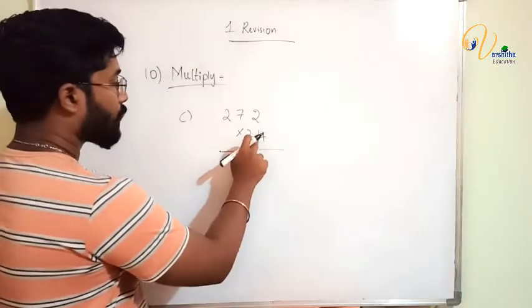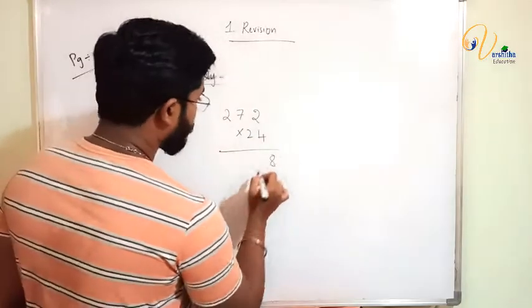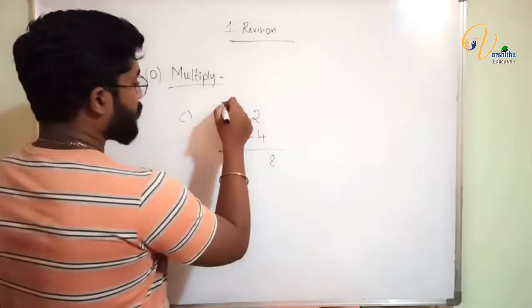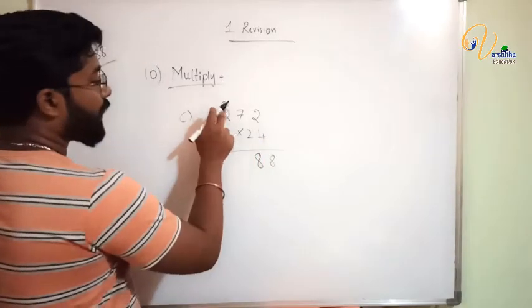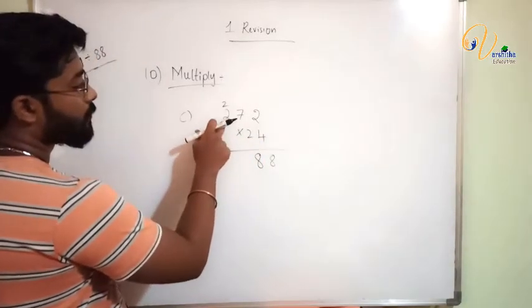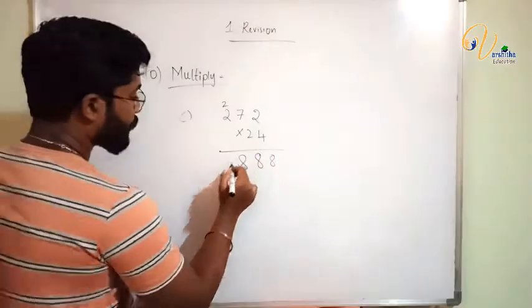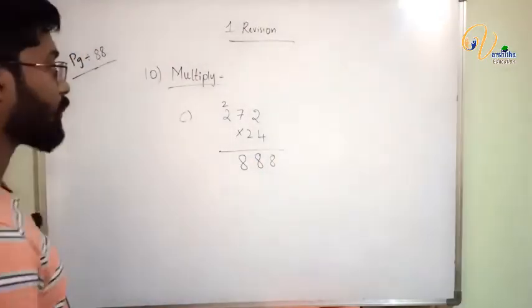First do with 4. 4 2s are 8. 4 7s are 28, 2 carry. 4 2s are 8, 8 plus 2, 10. Okay. This one is completed. Next one.